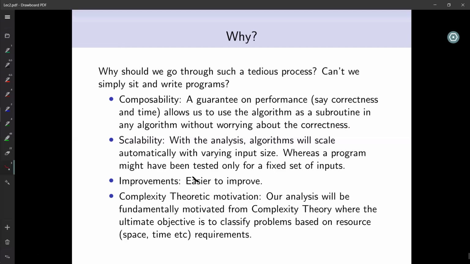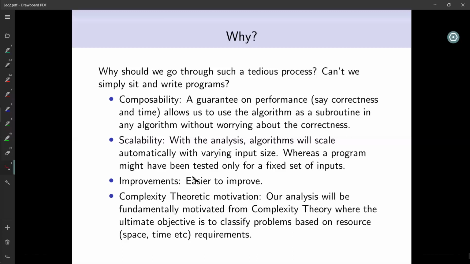Similarly, another factor is scalability. With our kind of analysis, the algorithms scale. You don't have to worry about the input size at all. When we say the algorithm is correct, it works for all inputs, whereas a program typically is tested for only a fixed set of inputs. That is a problem with this simple program approach. Another advantage is improvements; it's easier to improve. I won't really get into the details of it.